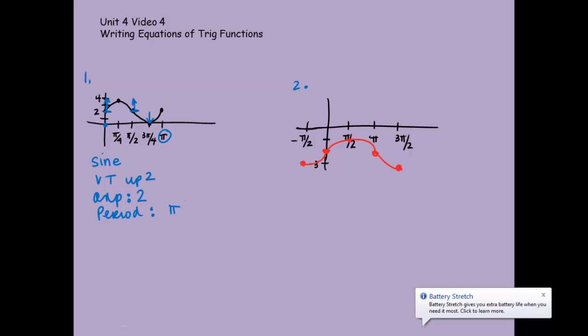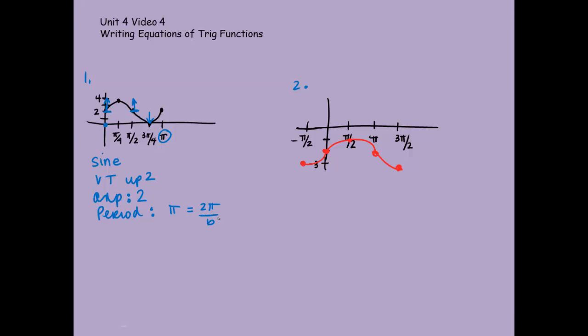And I can figure this out by setting that equal to 2 pi divided by b. And I can go ahead and solve for b by using some cross multiplication. And you'll notice that your b value here is going to be 2. So my b equals 2.